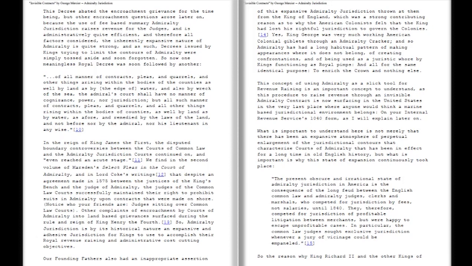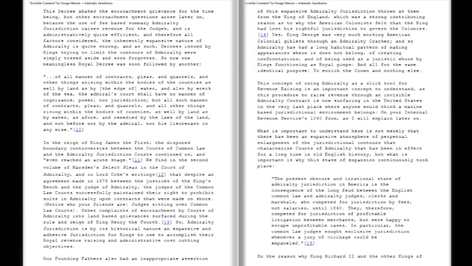Our founding fathers also had an inappropriate assertion of this expansive admiralty jurisdiction thrown at them from the King of England, which was a strong contributing reason as to why the American colonists felt that the king had lost his rightful jurisdiction to govern the colonies. 14. Yes, King George was very much working American colonial giblets through an admiralty cracker, and so admiralty has had a long habitual pattern of making appearances where it does not belong, of creating confrontations, and of being used as a juristic whore by kings functioning as royal pimps, and all for the same identical purpose, to enrich the crown and nothing else.